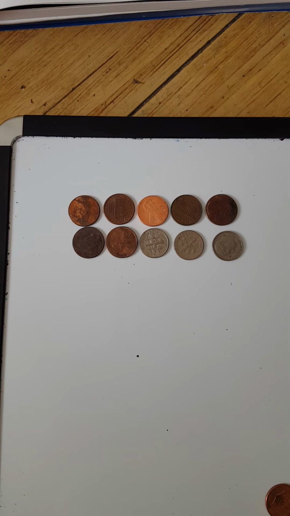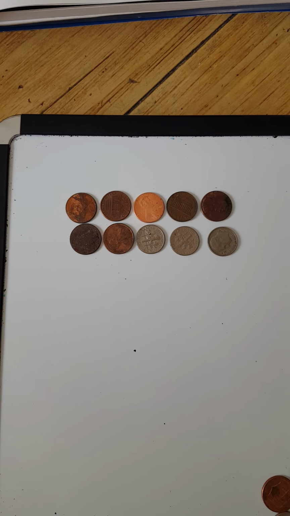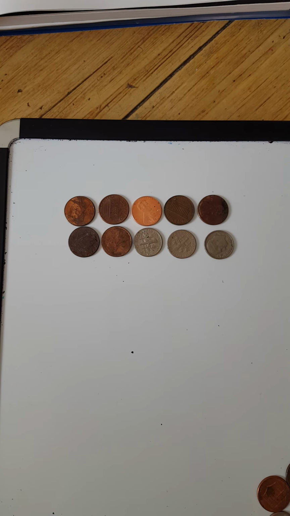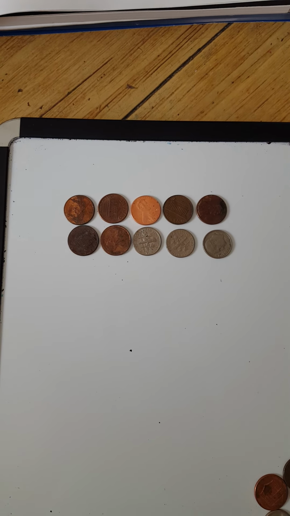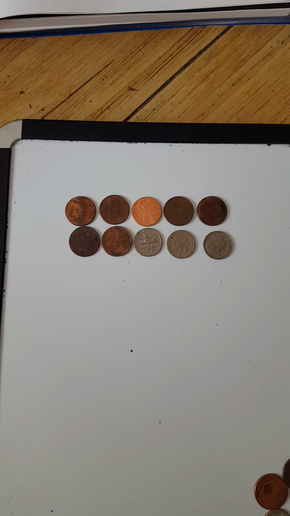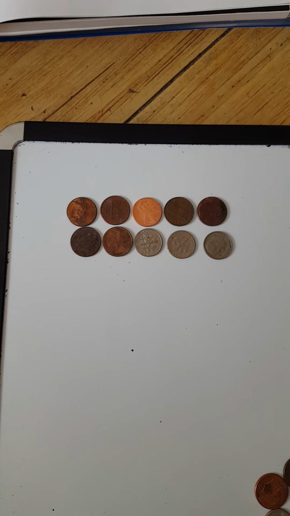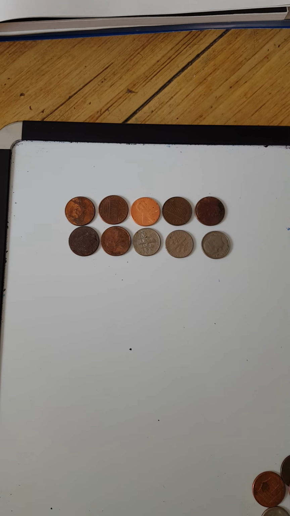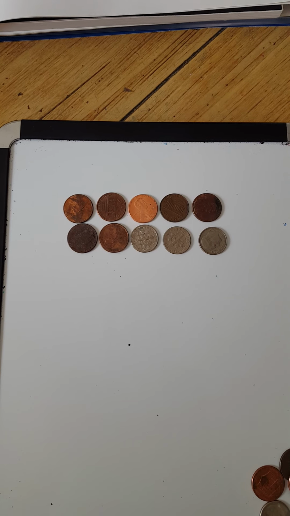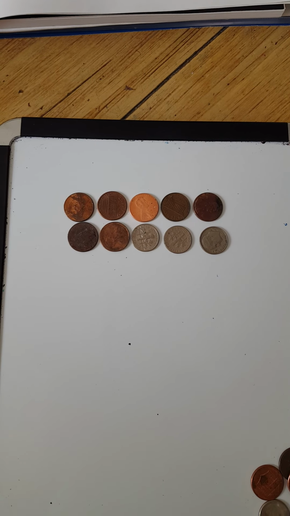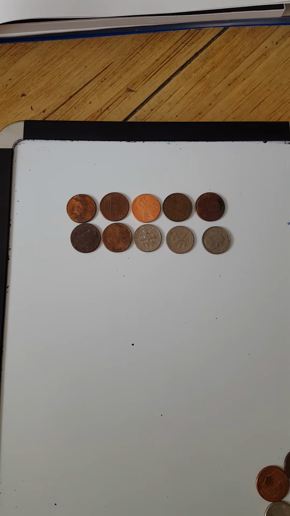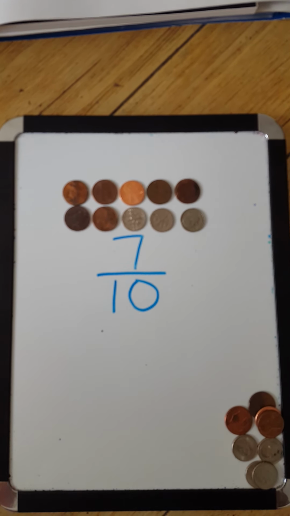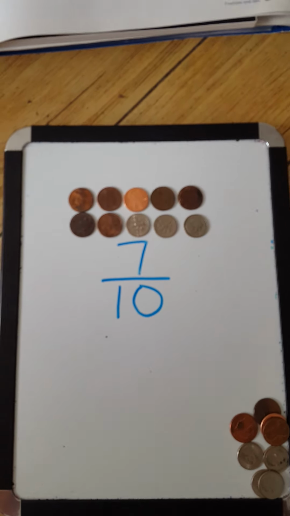What fraction can we write to represent this set? Okay, so think about it. Remember that the denominator is all of the parts shown, and the numerator represents what part might be different. Okay, so let's write a fraction that represents how many of this set are pennies. How many of this set are pennies? So go ahead and try that. I'm going to write it and we'll see how you do. Okay, if you got 7/10, you are on the right track.